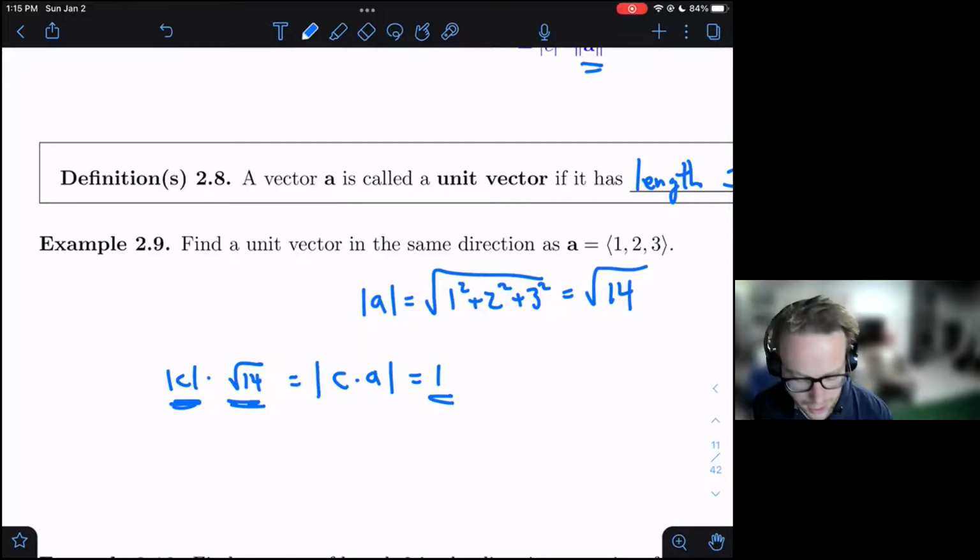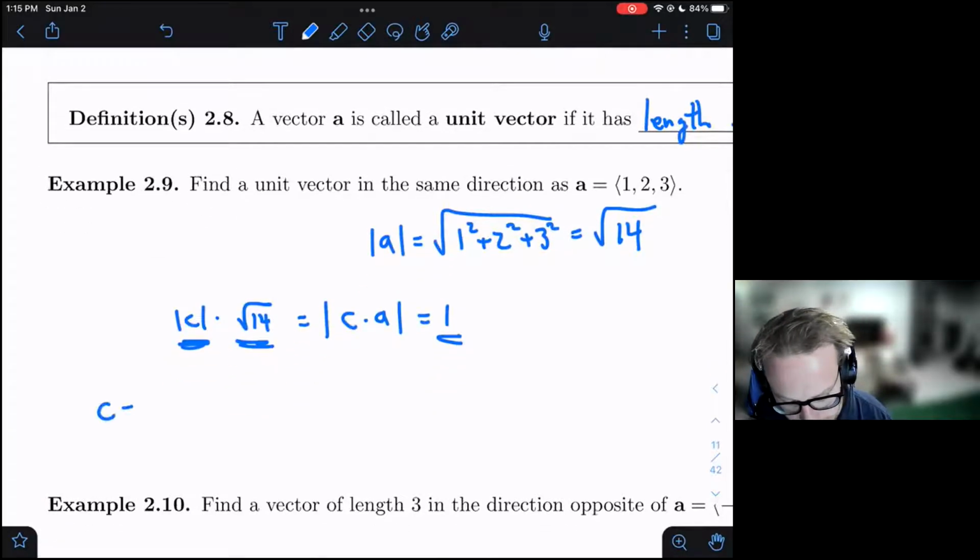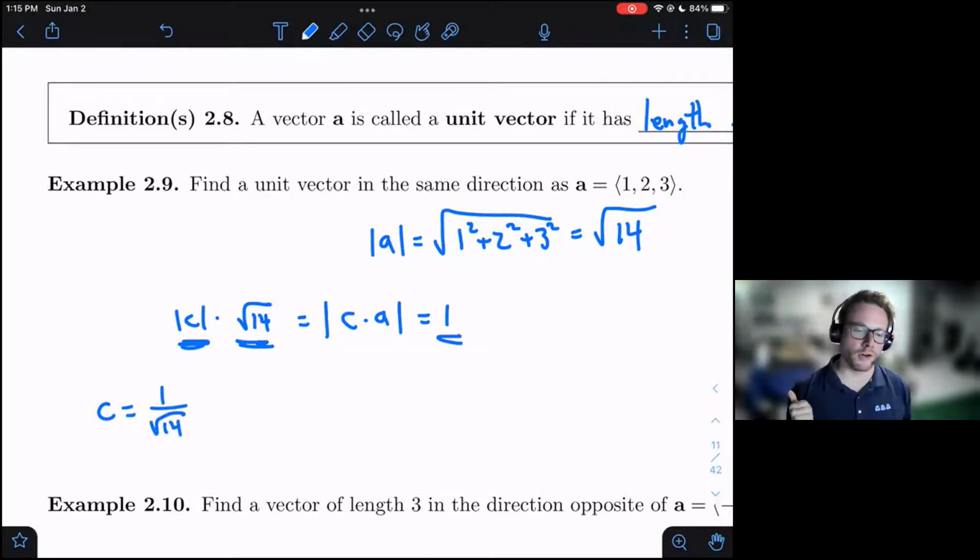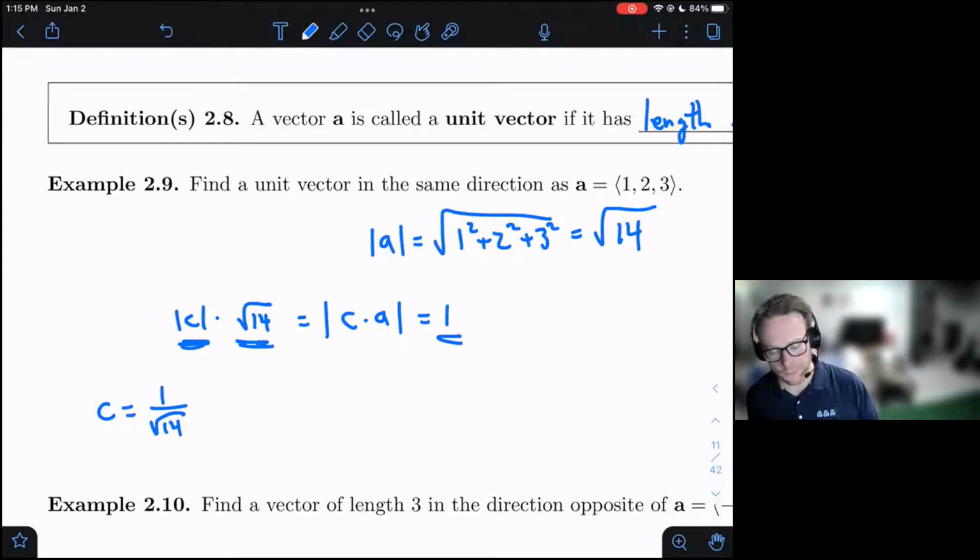So here we're going to pull this off. I'm going to choose C equal to 1 over root 14. The absolute value of that is the same thing, since it's already positive, but notice you could choose the negative if we really wanted to. So if I choose C to be 1 over root 14, then when we multiply it by root 14, those will perfectly cancel out and we'll be left with 1.